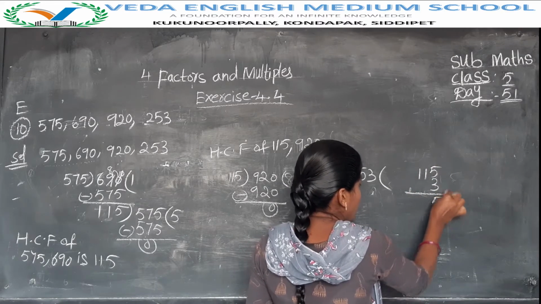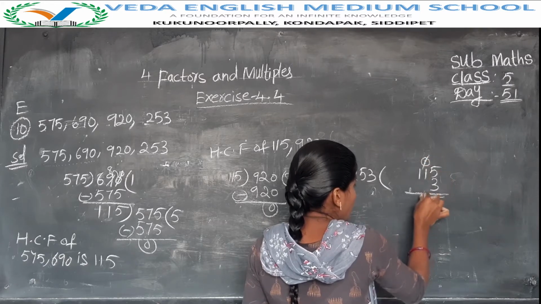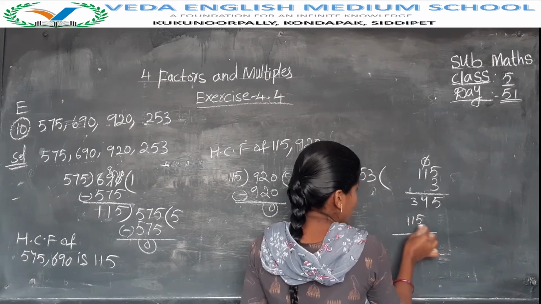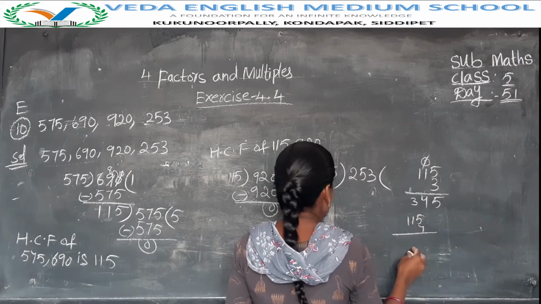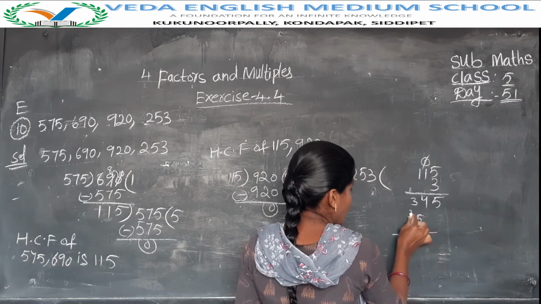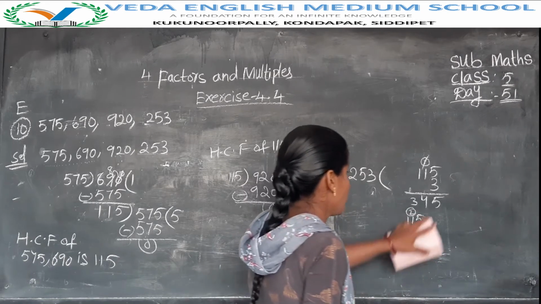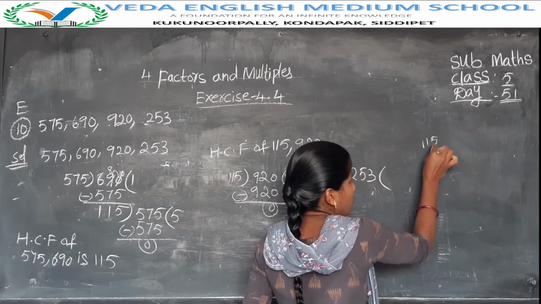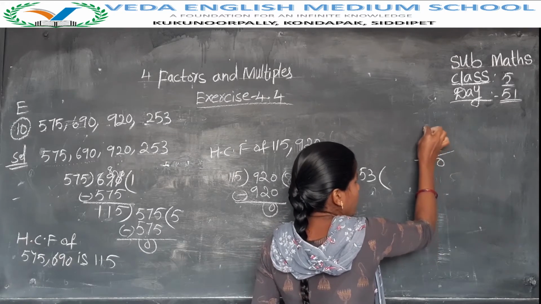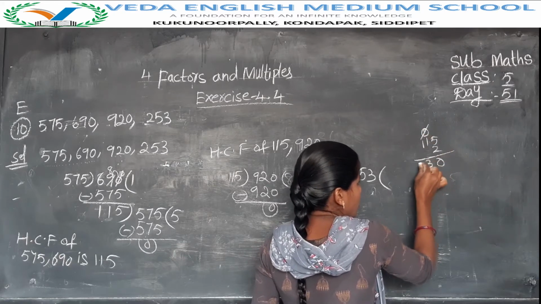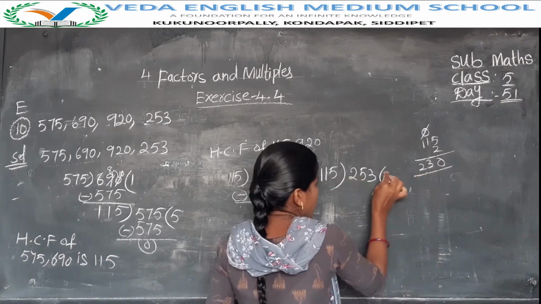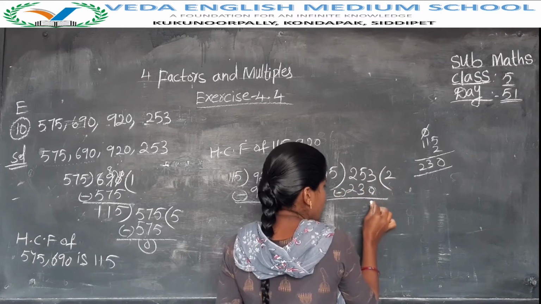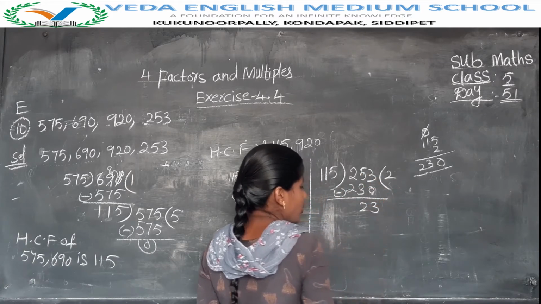3 5s are 15. 3 1s are 3. 3 plus 1 is 4. 3 1s are 3. 4 times is not possible. 4 5s are 20, 0 here, 2 will become carry. Sorry, we'll take 2s. 115 2s: 2 5s are 10, 0 here, 1 will become carry. 2 1s are 2, 3, 2 1s are 2, 230. 115 2s are 230. 3 minus 0 is 3, 5 minus 3 is 2. Here you did not get the remainder as 0.